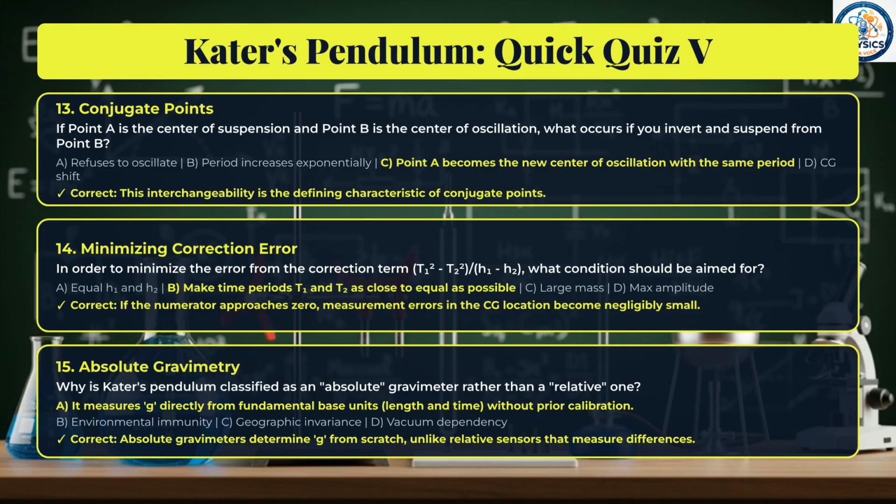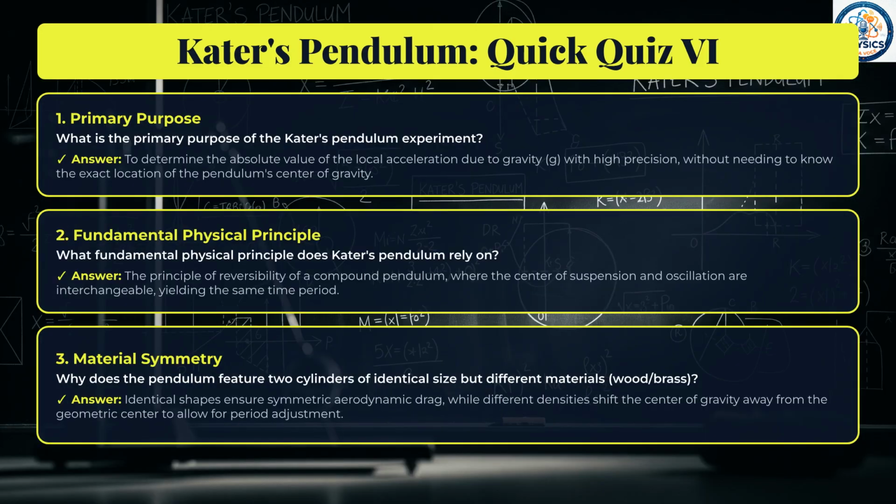Cater's pendulum is an absolute gravimeter because it measures g directly using fundamental base units. The primary purpose is to determine local g with high precision, independent of the center of gravity's exact location. It relies on the principle of reversibility.